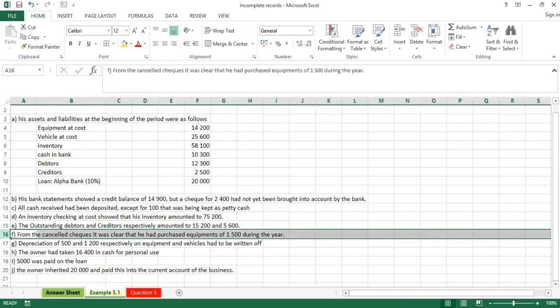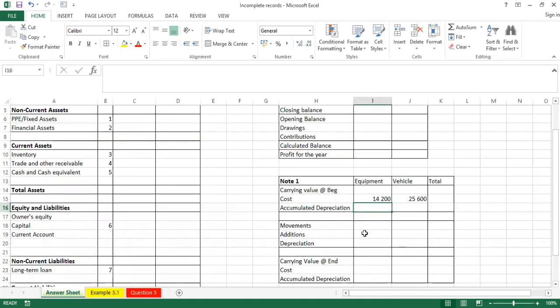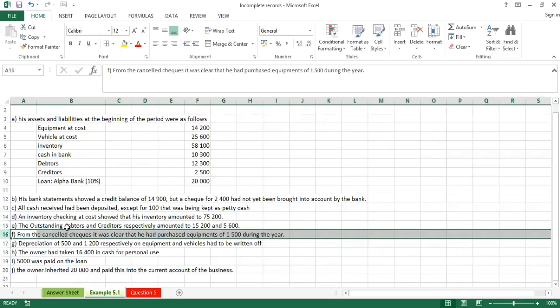So we have letter F. They say from the cancelled check, it was clear that he had purchased equipment of 1,500 during the year. So this person bought equipment during the year, so we're going to include that amount, 1,500, in our additional information. Done. And then continue checking what they're telling us.